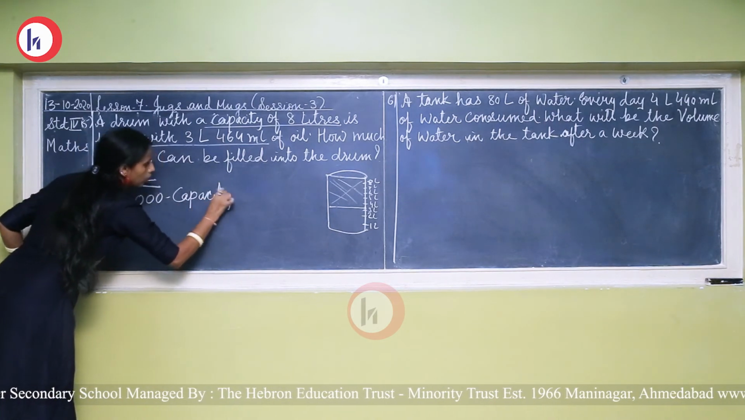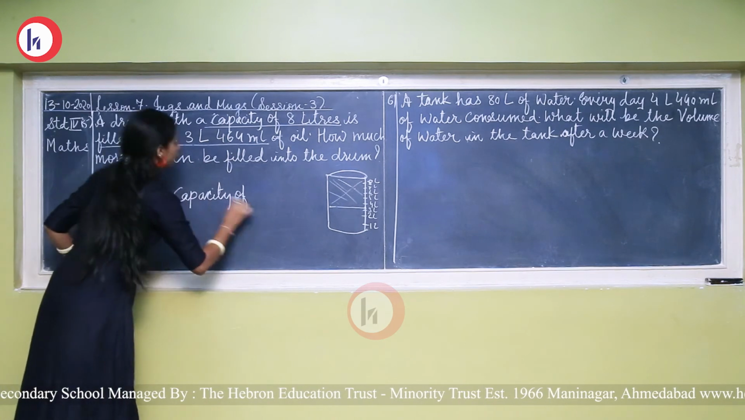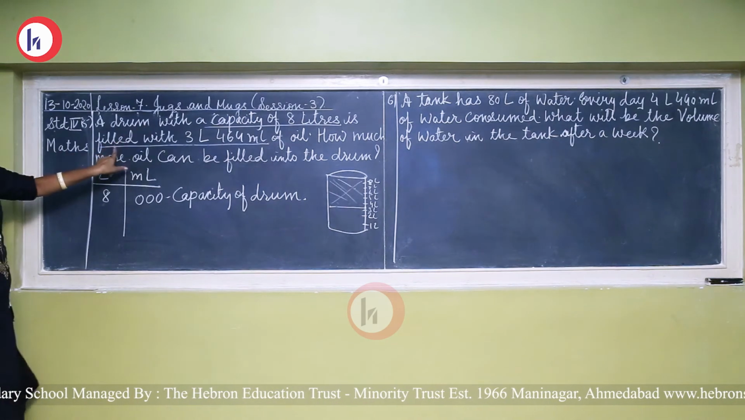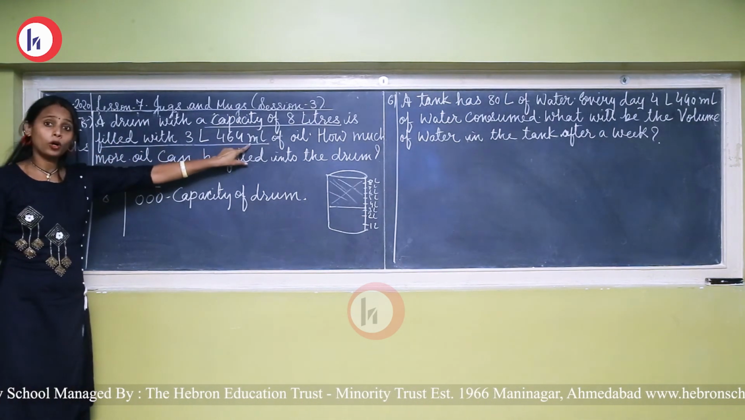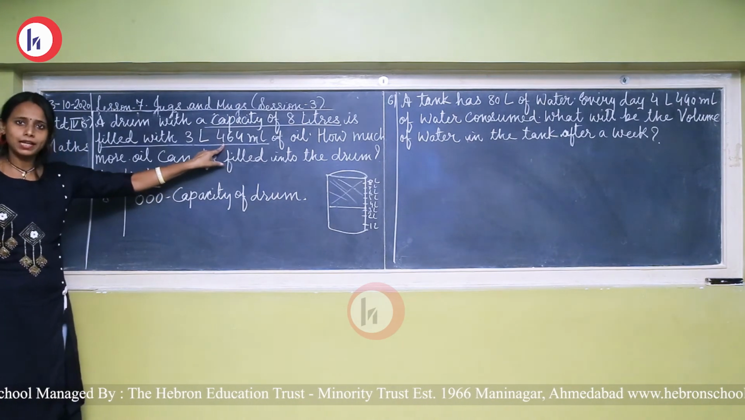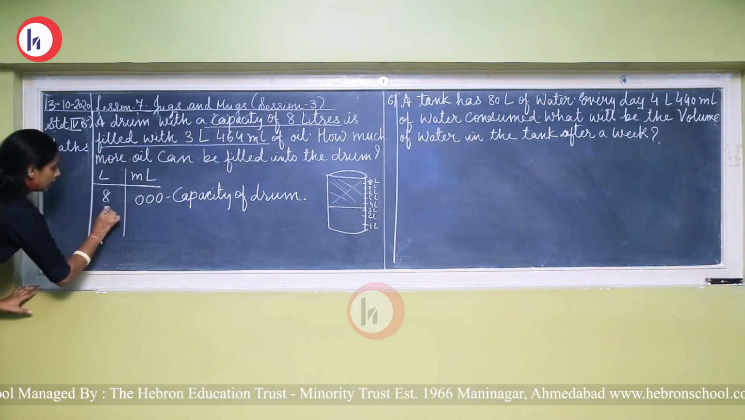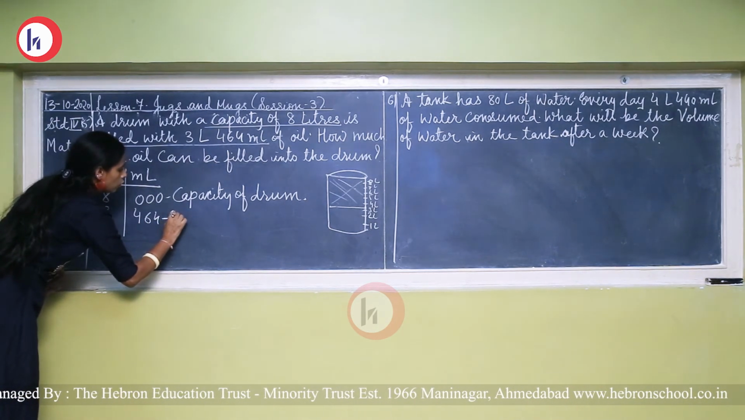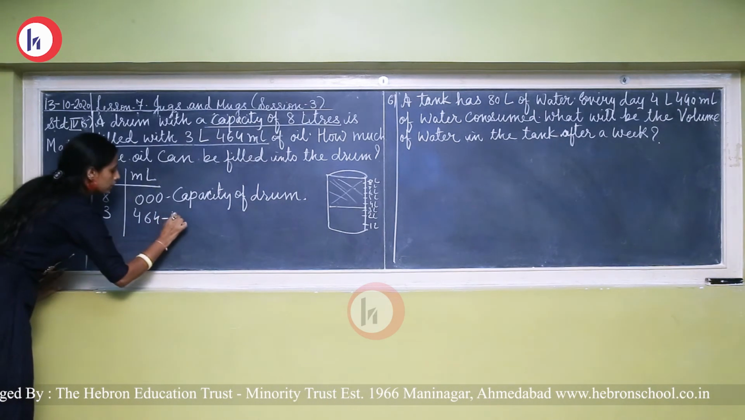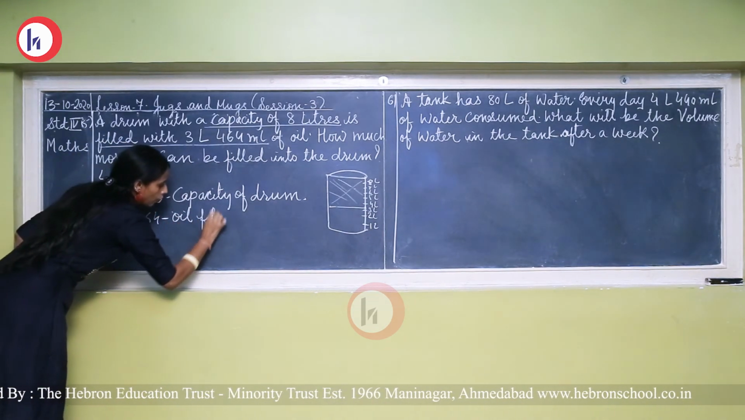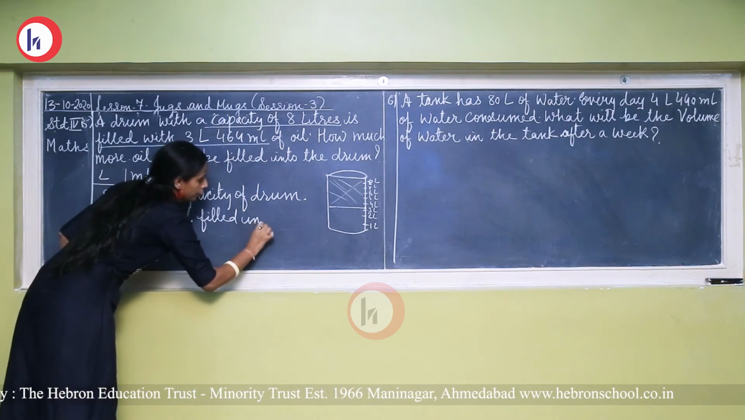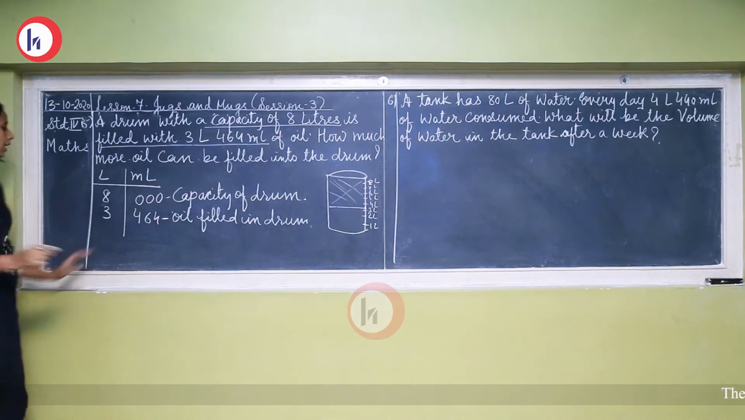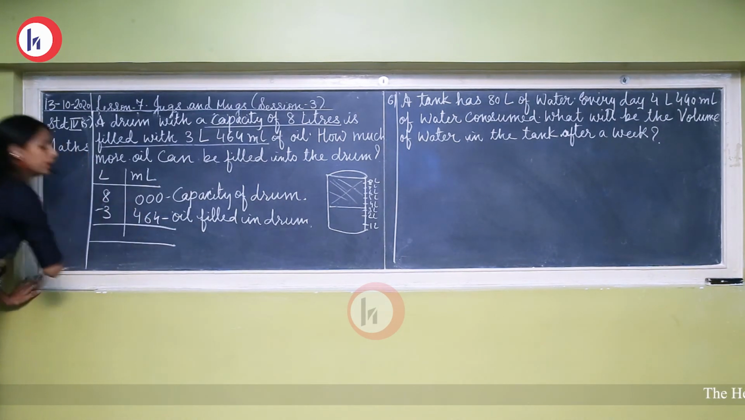Capacity of drum. Then filled with 3 liter 464 milliliter. This is volume. कितना इसमें oil भर चुका है. So 3 liter 464 milliliter. It is the volume of drum. So we will write here oil filled in drum. We can write here as a volume. Okay.